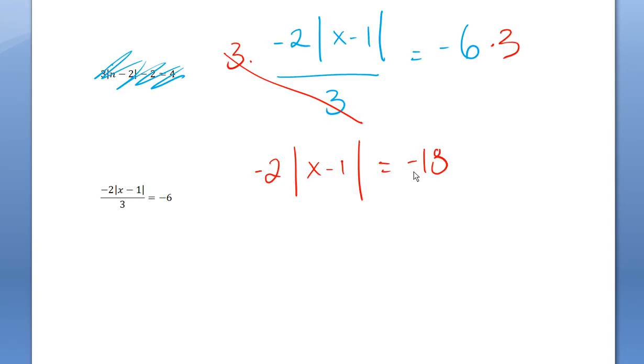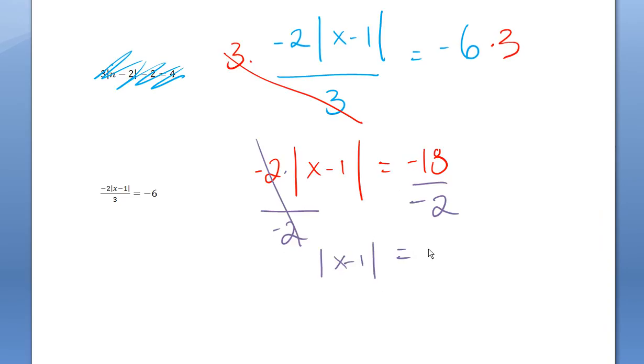Now, don't just look at this and be like, oh, absolute value on this side, negative on this side, no solutions. Okay, it's not going to happen in this case. Make sure you get it fully simplified first before you come to that conclusion. Because I can get rid of this multiply by negative 2 by dividing by negative 2. That makes a 1. I'm left with absolute value of x minus 1 equals positive 9. See, I'm okay now over here.